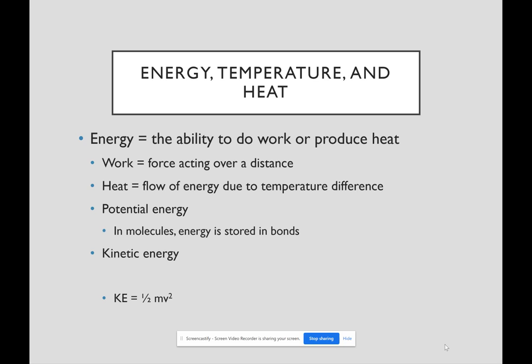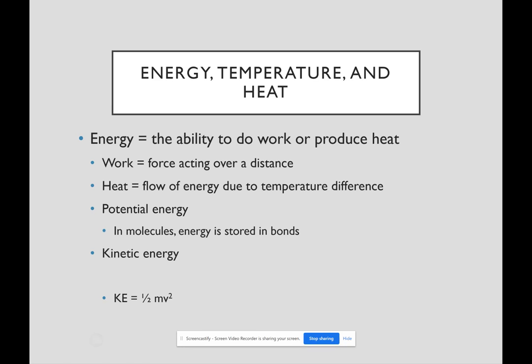If your friend comes by you in the hallway and bumps into you and pushes you into the locker, that friend is doing work on you. So it's a force applied that causes something to move, basically. Heat is a flow of energy due to temperature difference. That's what we're going to focus most of this chapter on, is heat.